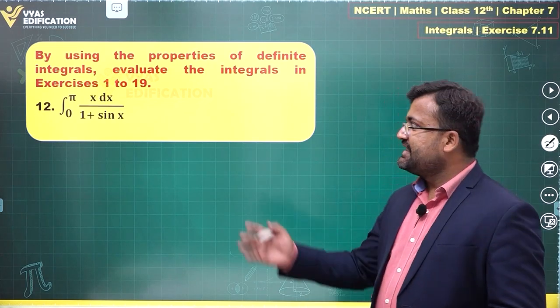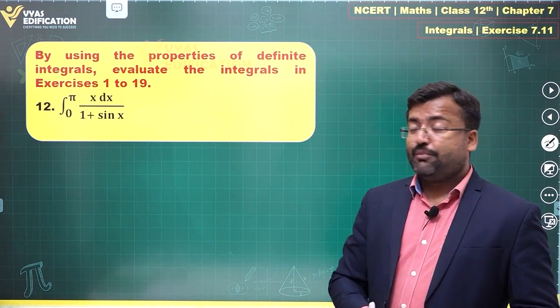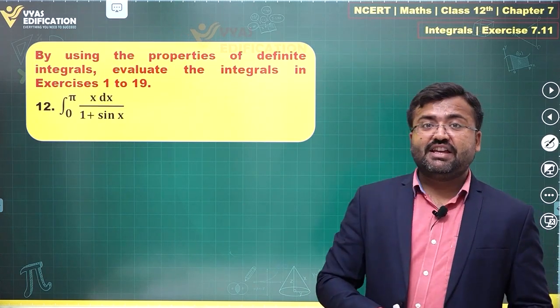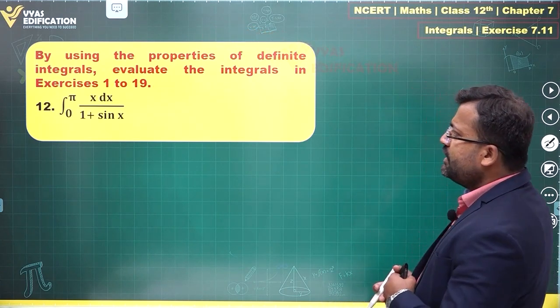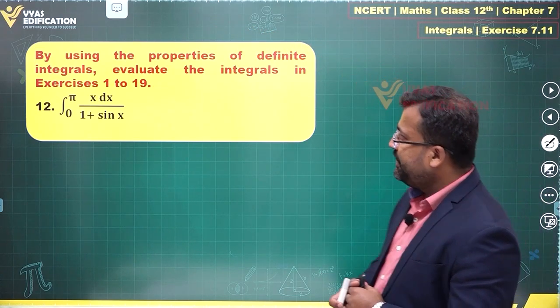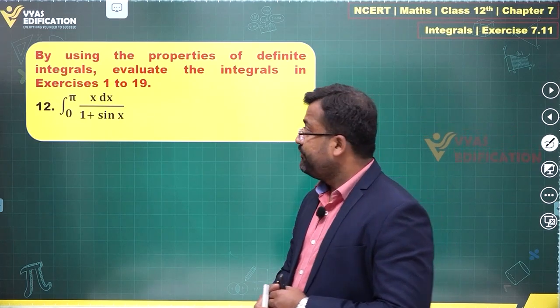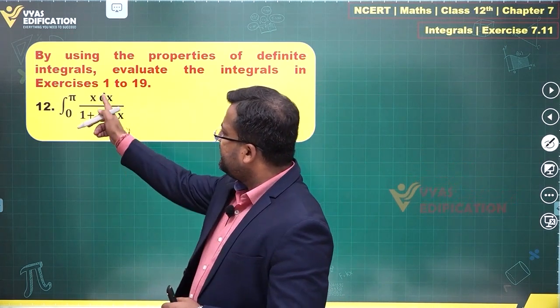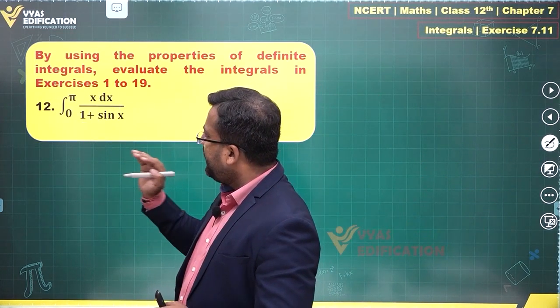Question number 12 says integrate from 0 to pi x dx upon 1 plus sin x. How will we handle this? There's an algebraic function at the top, but there's a trigonometric function as well at the bottom. And that x can be handled with this 1 plus sin x. How will we handle that?